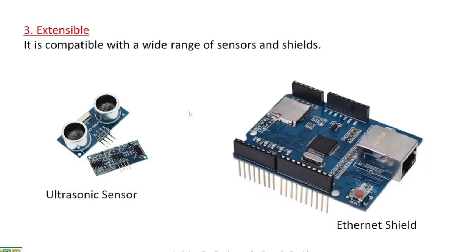Now, number three, it's extensible. You can extend the Arduino Uno so that it can do other things. We can do that by using an ultrasonic sensor or other sensors available for Arduino. And we can also attach something over the Arduino board. We call it a shield, like this shield, which is used to connect to the internet.